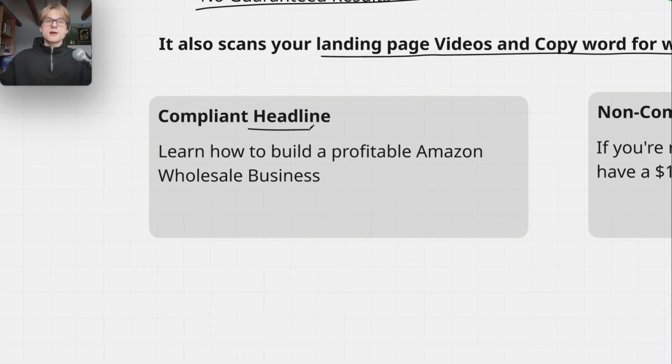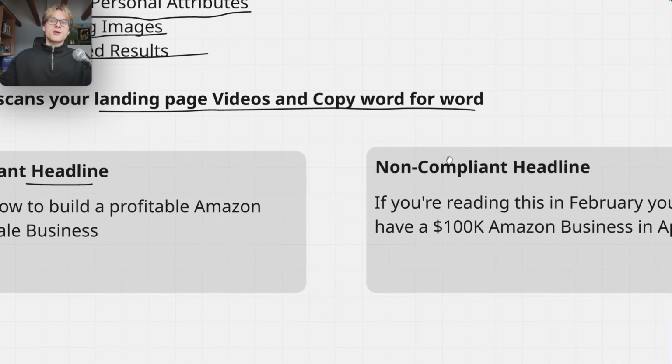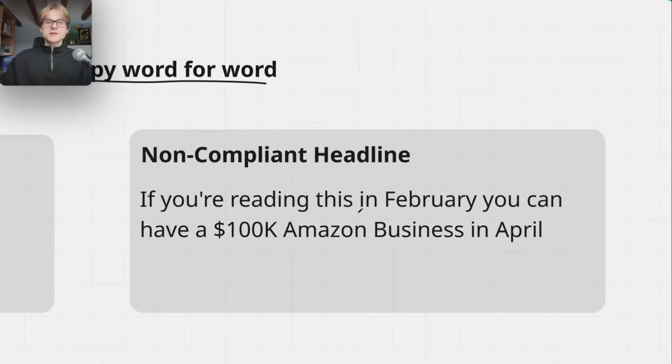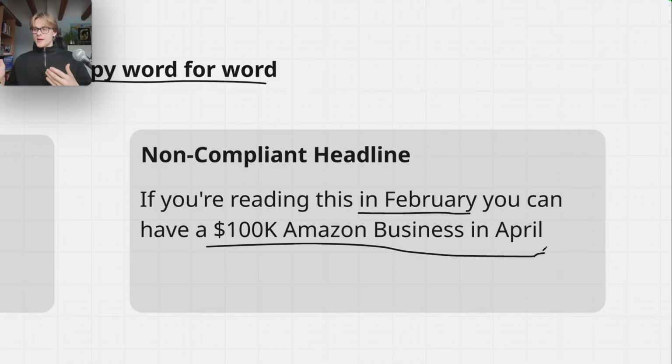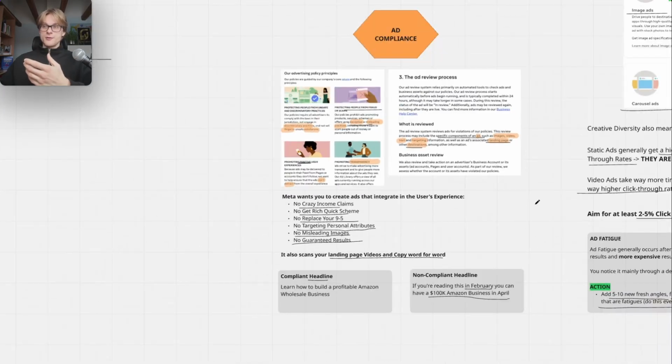So a compliant headline could be, learn how to build a profitable Amazon wholesale business. A non-compliant headline on my landing page could be, if you're reading this in February, you can have a 100K Amazon business in April. You can't make claims like this on Meta. Meta will, first of all, maybe even flag you. And secondly, it's a very deceptive claim, right? They might not flag you, but have higher costs for you, right?